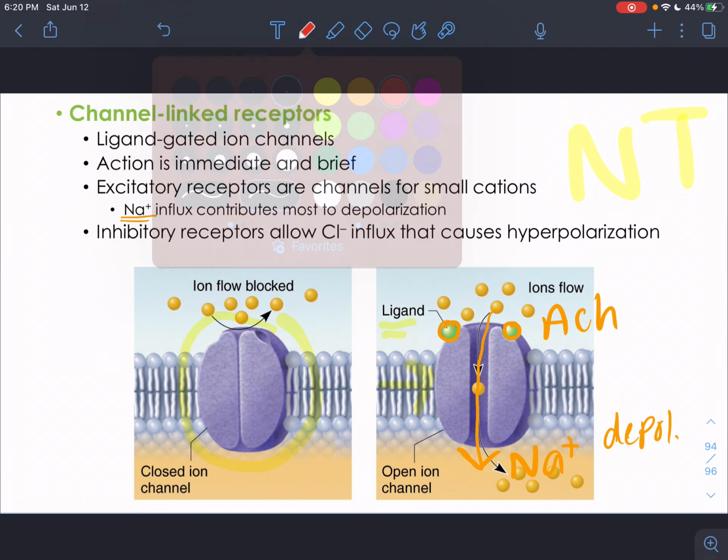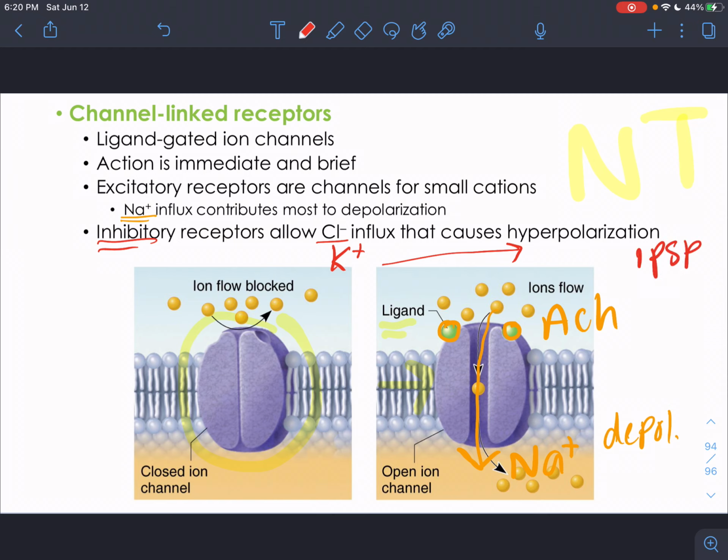The opposite of that, if you have an inhibitory one, chloride entering the cell is going to cause hyperpolarization, or you can also have potassium leaving, causing hyperpolarization. That would be an IPSP, whereas the excitatory is an EPSP.